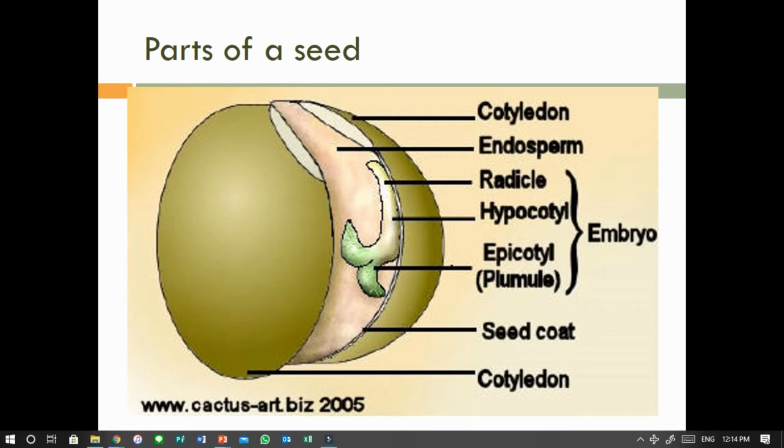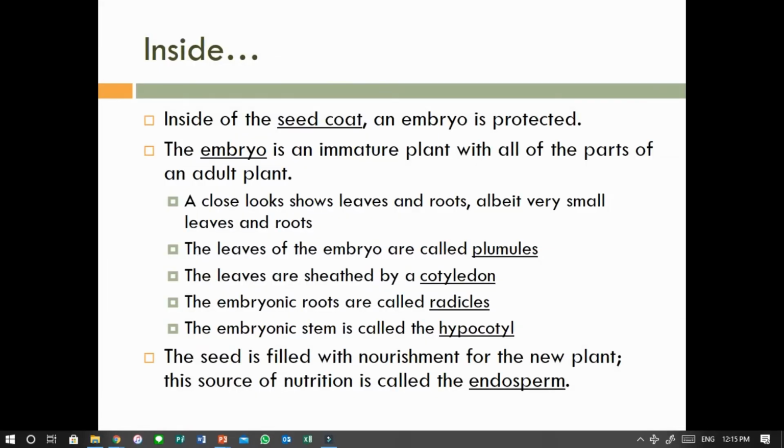Sometimes you have more than one cotyledon. We'll come up to that. That's a different type of plant. You have monocotyledons and you have dicotyledons. So some plants have one cotyledon and some have two cotyledons. And it leads to different types of leaf structure and a different type of plant. So you have your protected embryo, basically an immature plant, important definition.